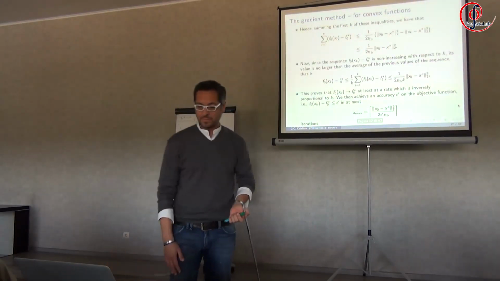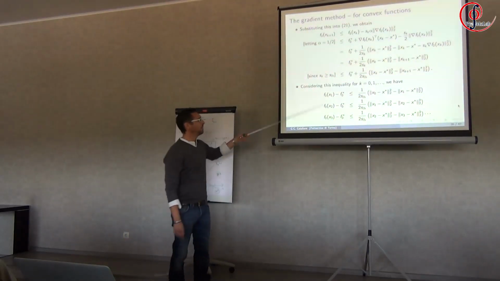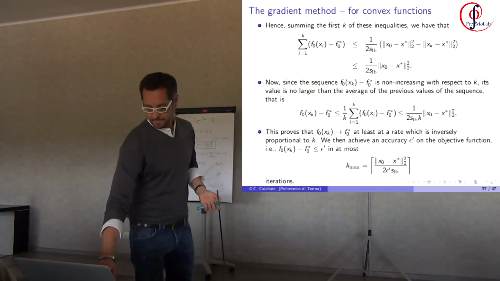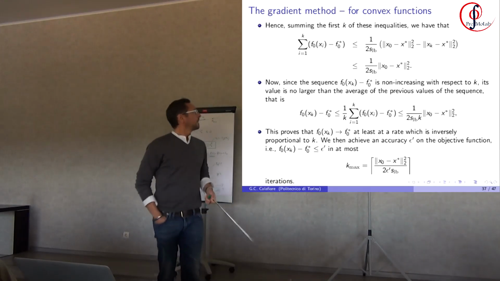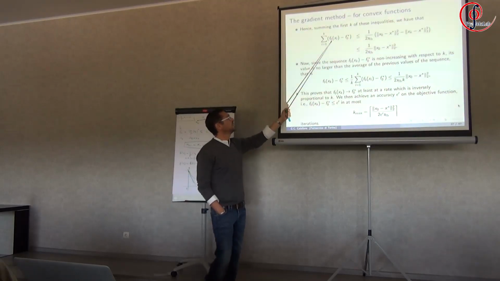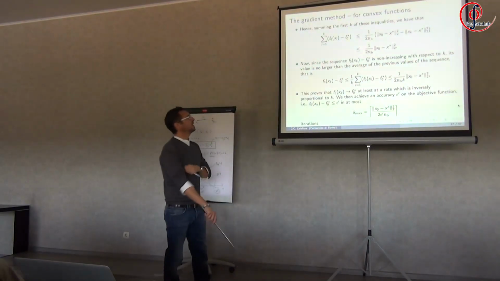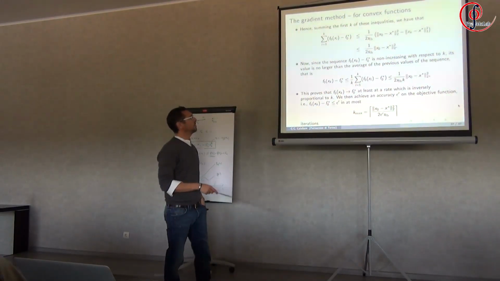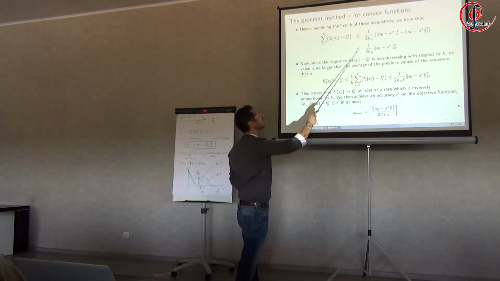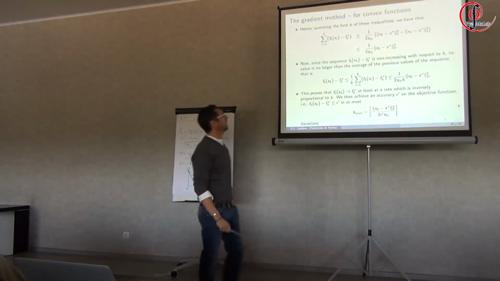And then, more or less as we did before, we sum all these over k, from 1 to k. We sum all of those differences, and once again, there are terms that cancel out in this summation, and what we end up with is saying that this summation remains upper bounded by this quantity. Okay?